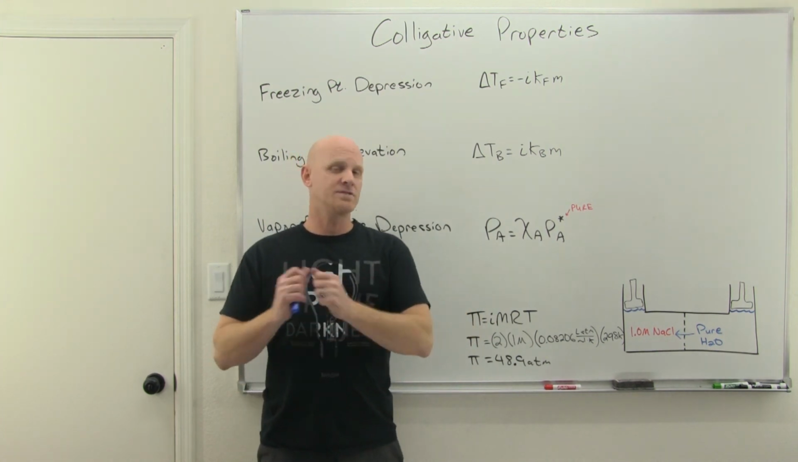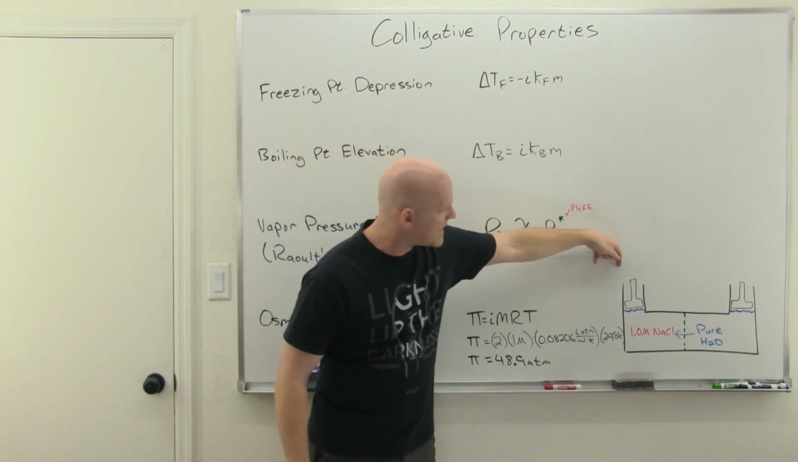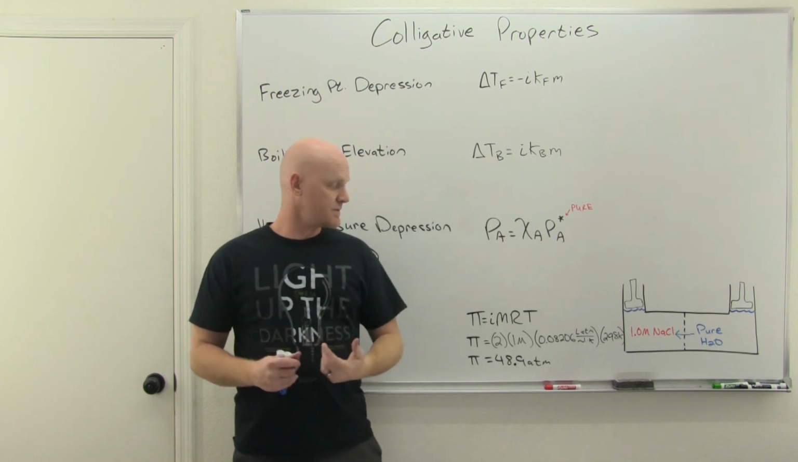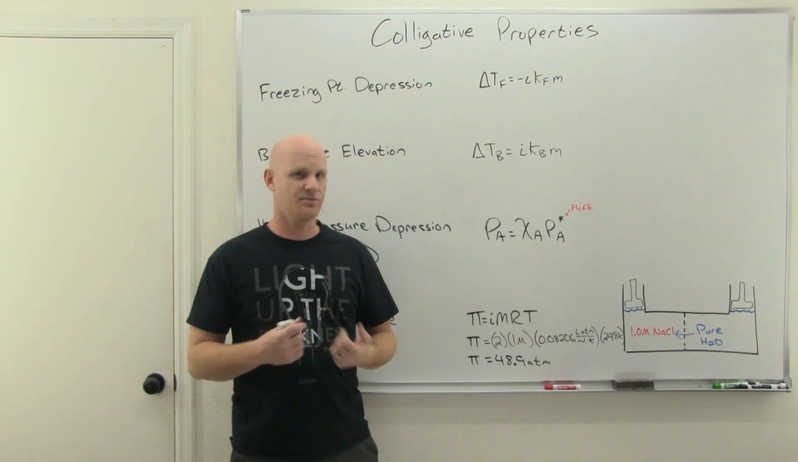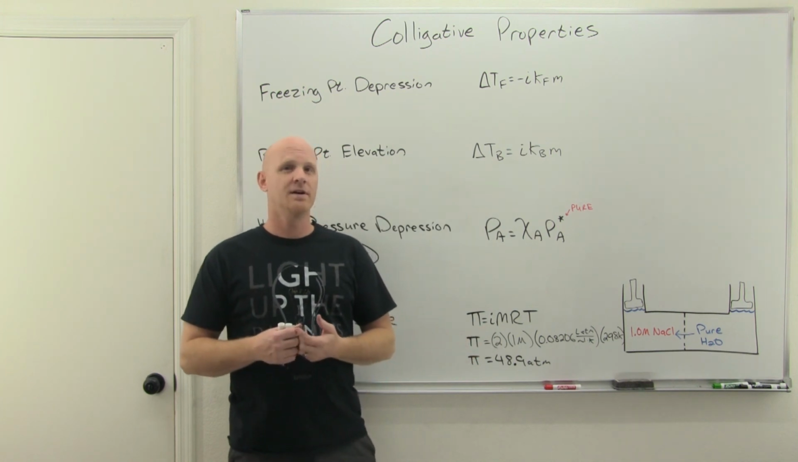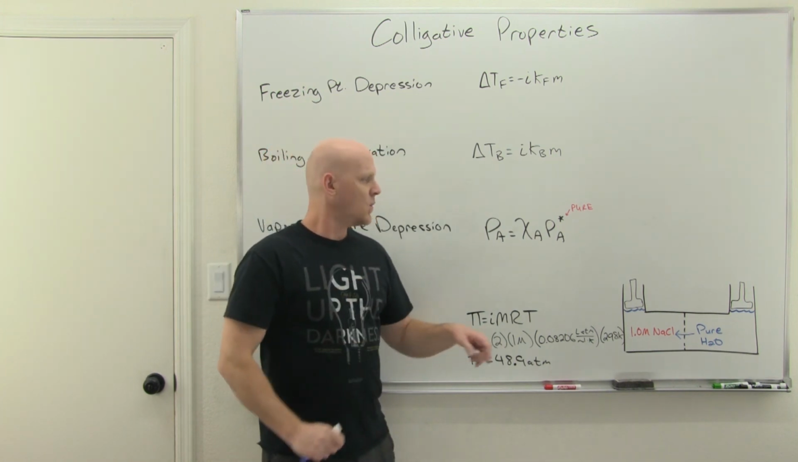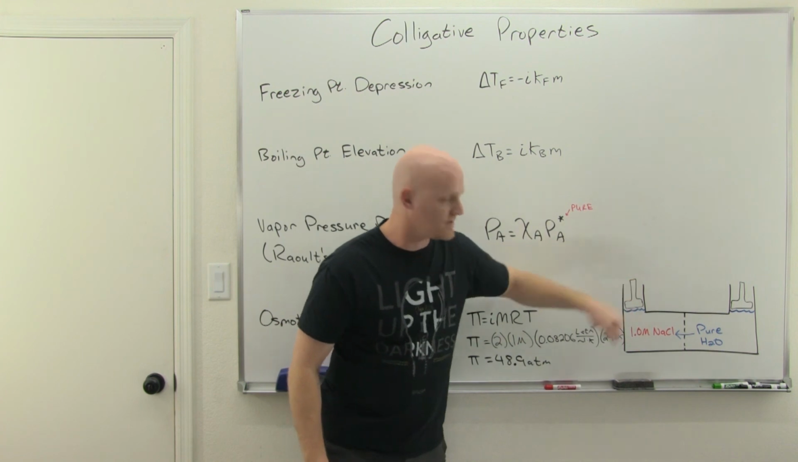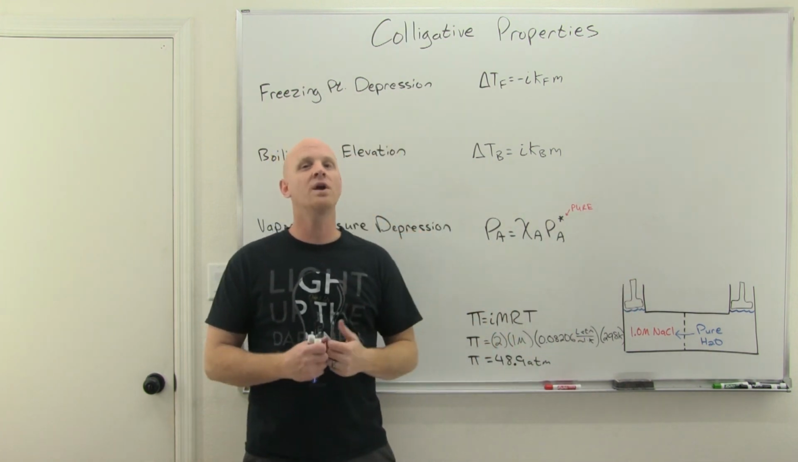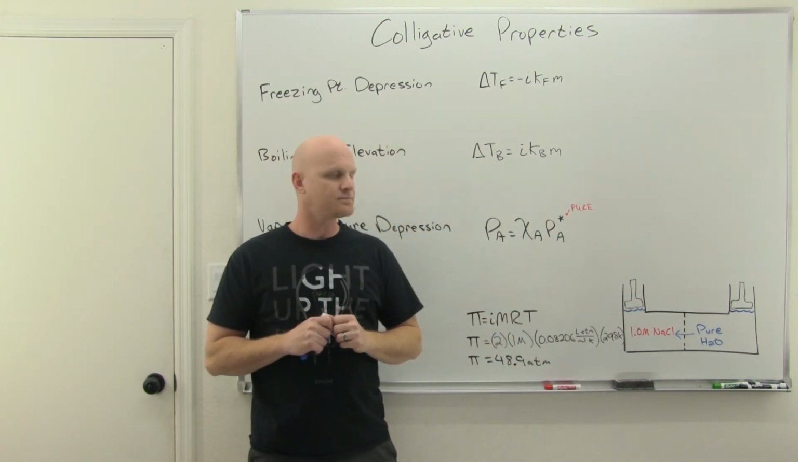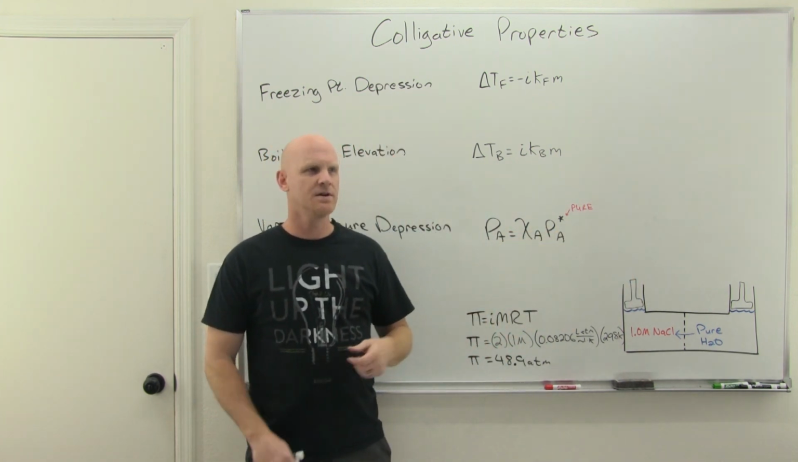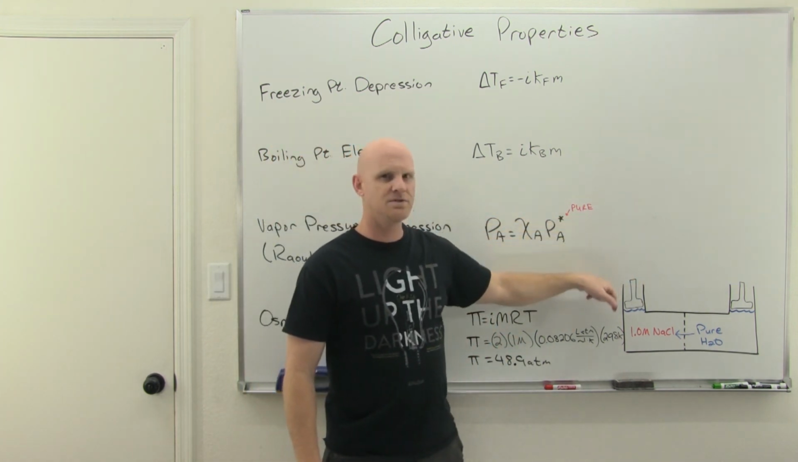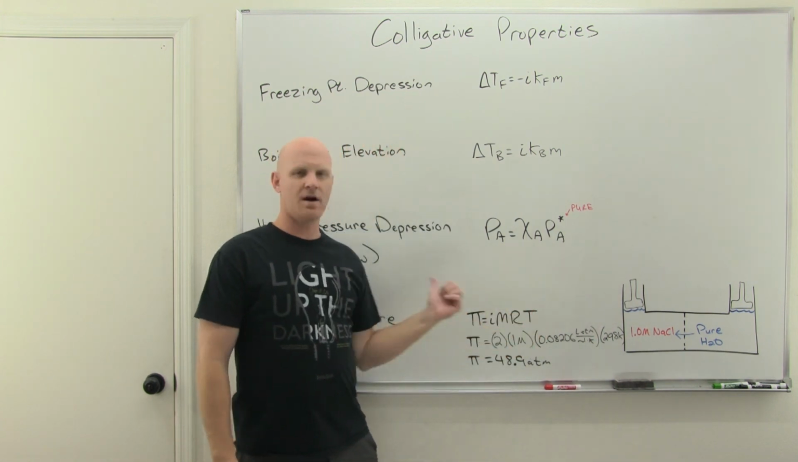Then my next question for you is, what if I pushed down on this piston with a pressure of exactly 48.9 atmospheres? Well, then nothing's going to happen. The water's not going to rise, but it's not going to fall either. But the more interesting question is, what if I push down on this piston with a pressure of 100 atmospheres? Well, then it's going to go down, opposite of the way osmosis is pushing.